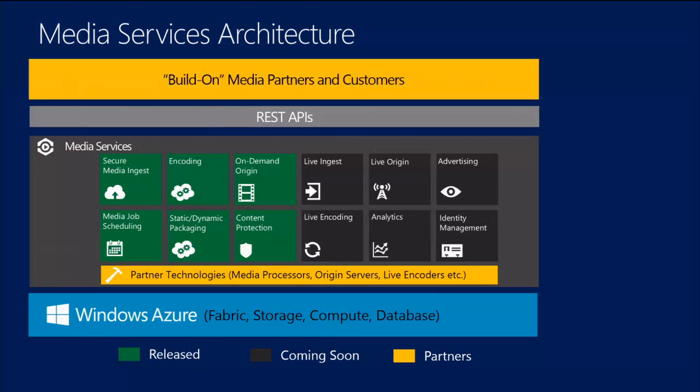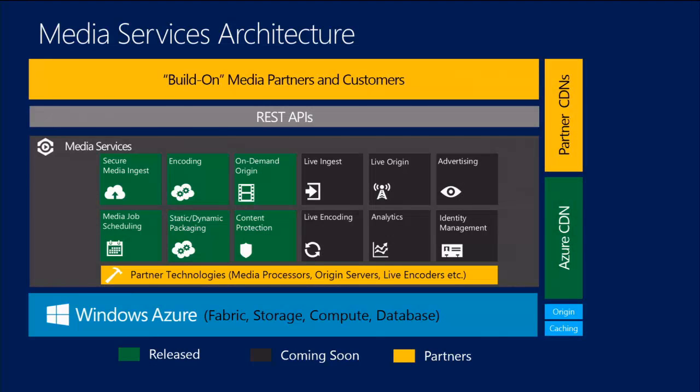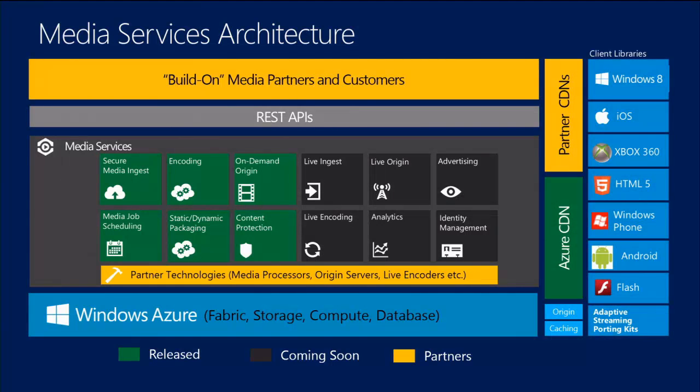And we always encourage partners and customers to build on top of us using our REST API. One of the examples is the Windows Azure Portal, which they built on top of our REST API to provide very high-level functionality to the customer, so that by clicking a few buttons, they would be able to kick off an encoding job rather than writing all that code. And we also work with Azure CDN or partner CDN so that you can deliver content from their edge right away. And lastly, client library.